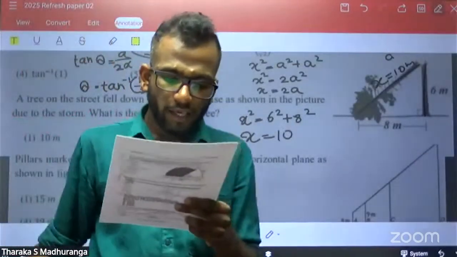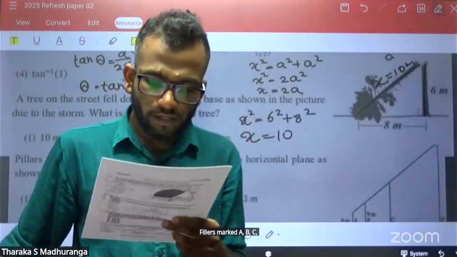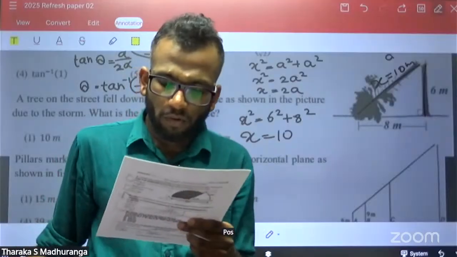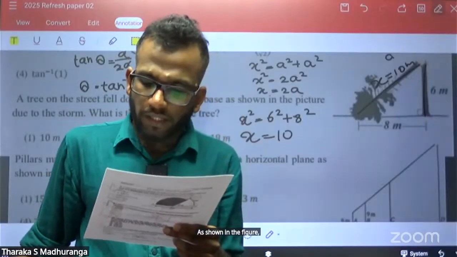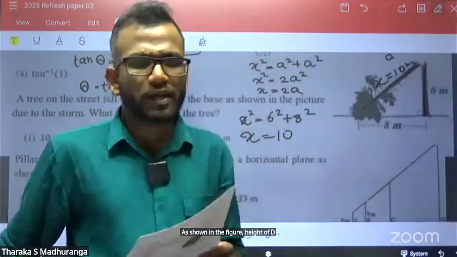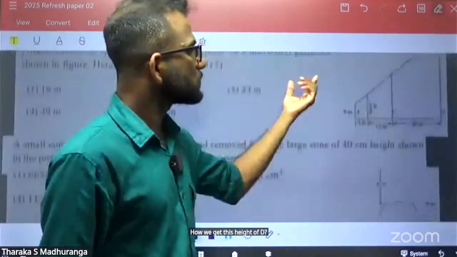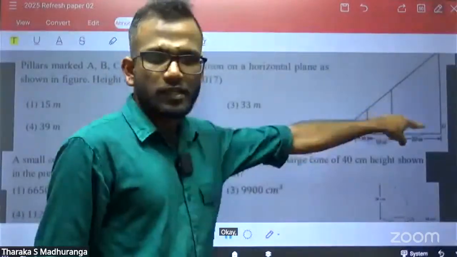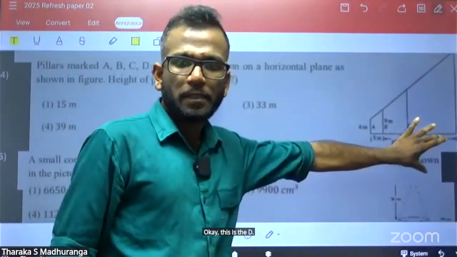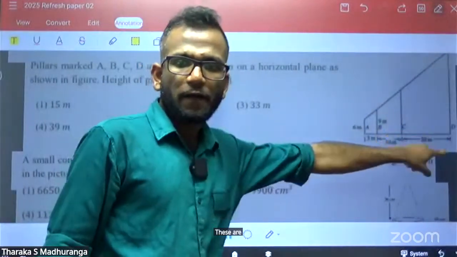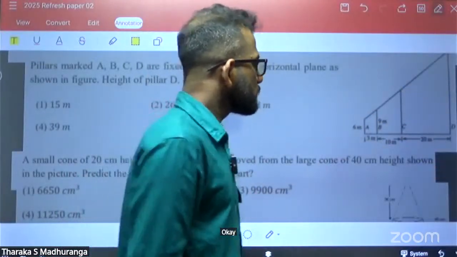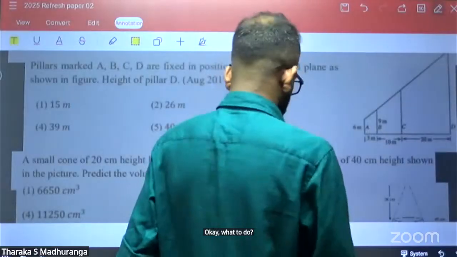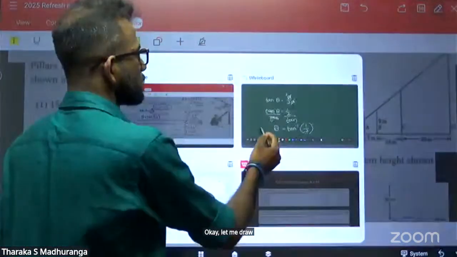Okay, question number 4. Pillars marked A, B, C, D are fixed in position on a horizontal plane as shown in the figure. What is the height of D? How do we get the height of D? Let me draw this on our board.